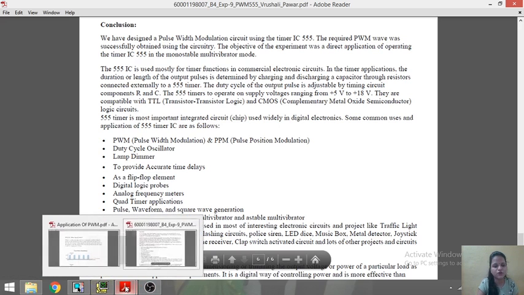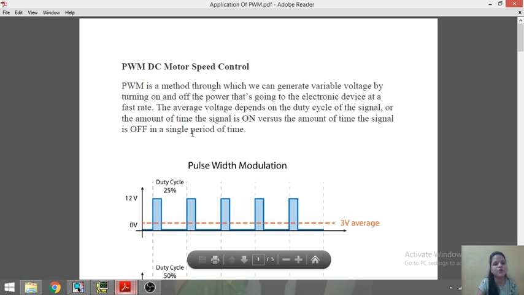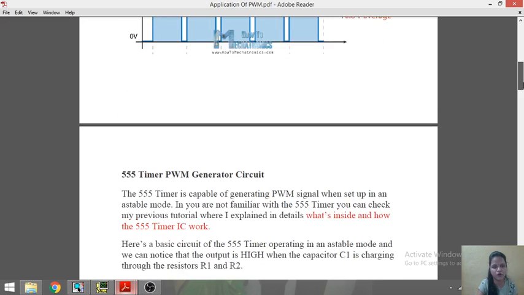So one of the more important applications of PWM is that PWM is used for DC motor speed control. PWM is a method by which we can generate a variable voltage by turning on and off the power that is going to the electronic devices at a fast rate. The average voltage depends on the duty cycle of the signal, or the amount of time the signal is on versus the amount of time the signal is off in a single period. So here you can see the pulse width modulation waves.